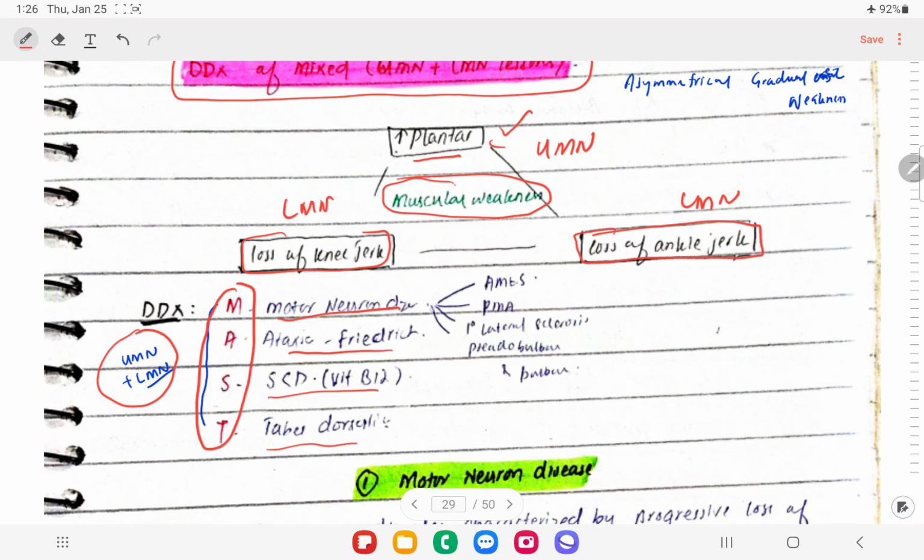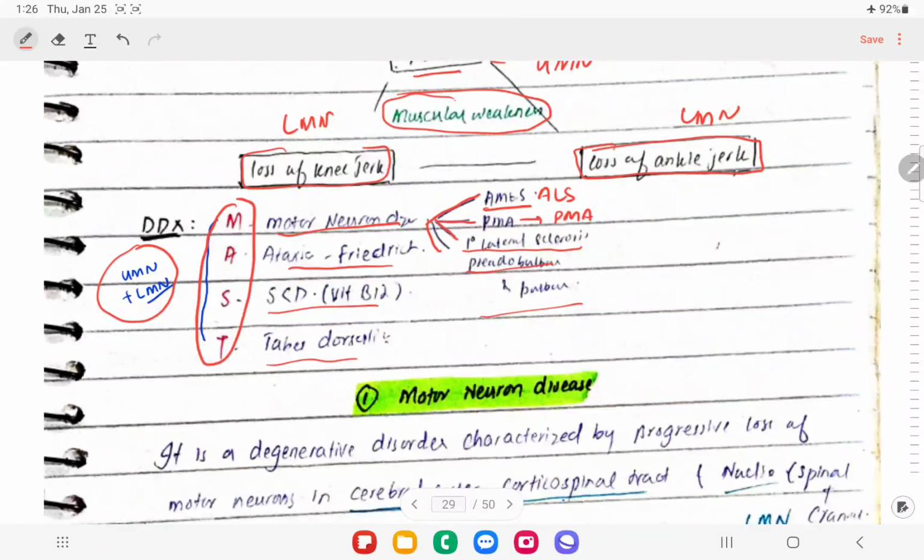For motor neuron disease, we have further subtypes. One is called amyotrophic lateral sclerosis. Another one is progressive muscular atrophy. The next thing is primary lateral sclerosis. Another one is pseudobulbar palsy and bulbar palsy. I have discussed bulbar and pseudobulbar palsy in the last video.